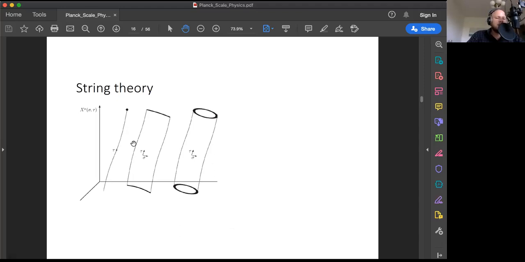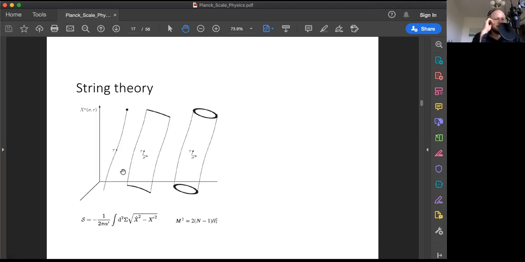Now there are two different cases you need to consider: basically something called an open string, which is this case, a string with two open sides, or a closed string that basically forms a loop, and the loop is flowing through time.